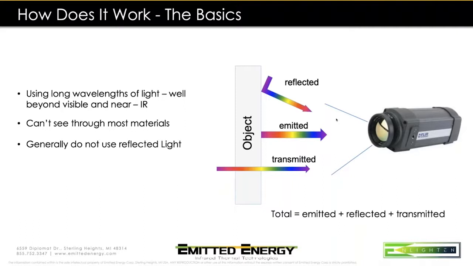What we really like is emitted energy coming from the object. Reflected energy we try to ignore, and that could be from objects with other heat, like an overhead lamp or another piece of equipment reflected off the object. We're not really concerned about that. And then there's a little bit of transmitted energy. We do use transmitted energy in our analysis.